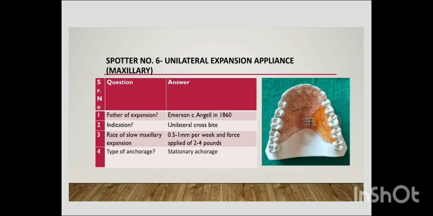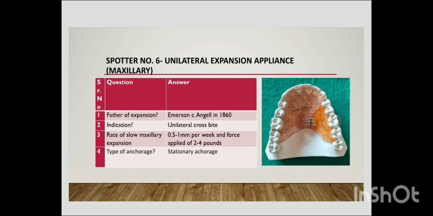Next spotter is unilateral expansion appliance. In this spotter, the most frequently asked viva question is who is the father of expansion? So Emerson C. Angell is the father of expansion and he gave the concept of expansion in the year 1860. The unilateral expansion appliance is indicated in cases of unilateral crossbite. It is a type of slow maxillary appliance and the rate of expansion is 0.5 to 1 mm per week and force applied is 2 to 4 pounds, and the type of anchorage is stationary anchorage.